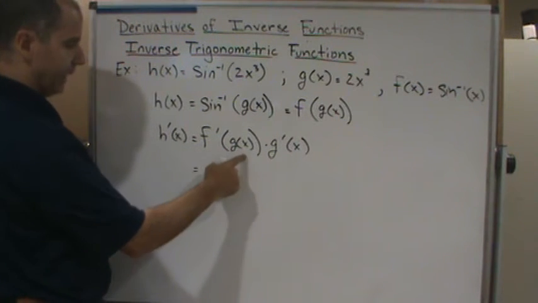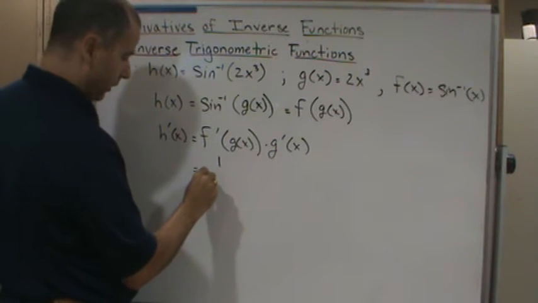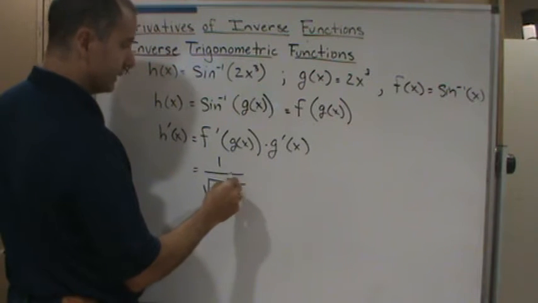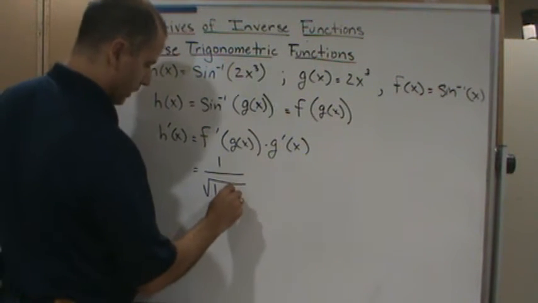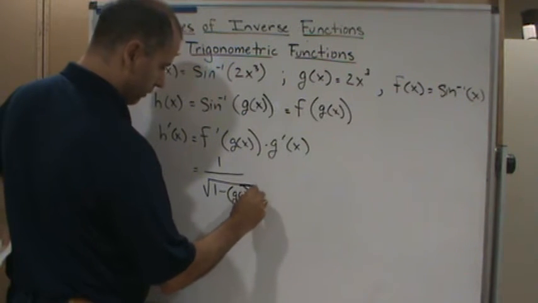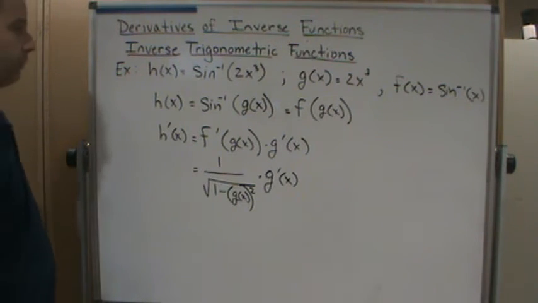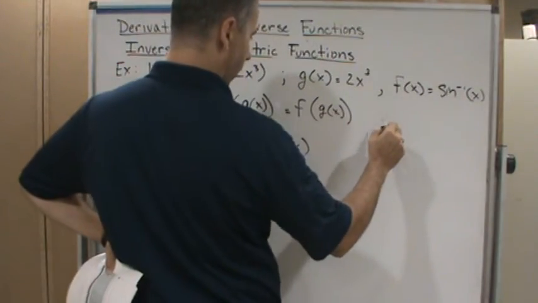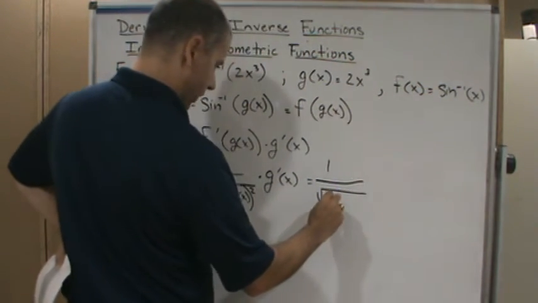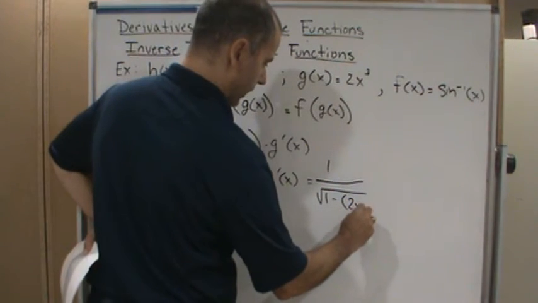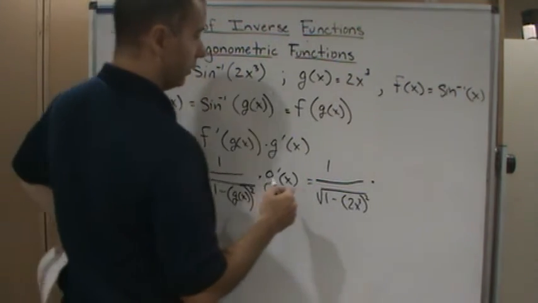It's the derivative of f at g of x. Well, f of x is just sine inverse of x. Well, we know that is going to be what? It's going to be 1 over the square root of 1 minus x squared, but instead of x, we've got g of x. So it's going to be 1 minus the quantity g of x squared, right? And then times g prime of x. All right, so now all we need is, we've got g of x, right? Well, what do we get? We get 1 over the square root of 1 minus g of x, which is 2x cubed, so that's going to be quantity squared, times the derivative of g, which is 6x squared.